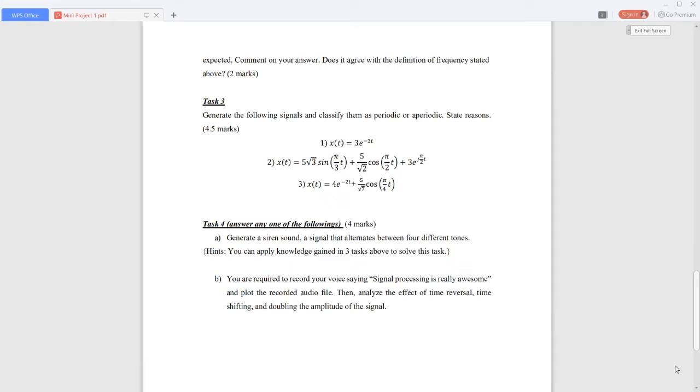So in this video I'm going to talk about the answer to task 3. The question is: generate the following signals and classify them as periodic or aperiodic. State reasons why. First I'm going to simulate them one by one and answer one by one.